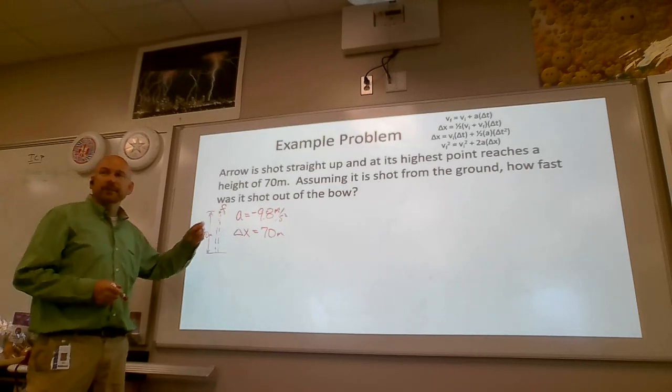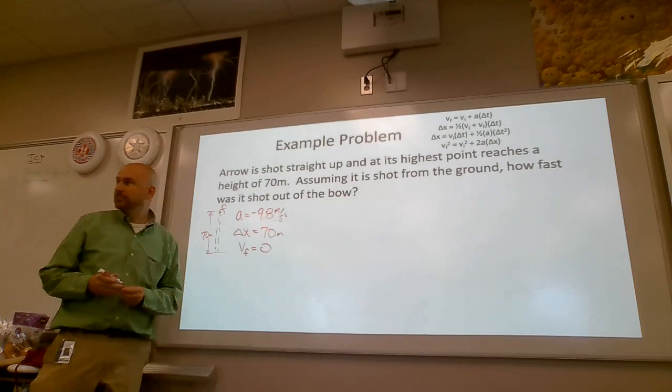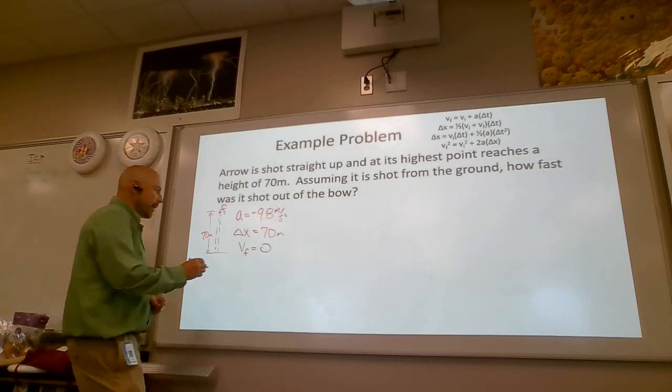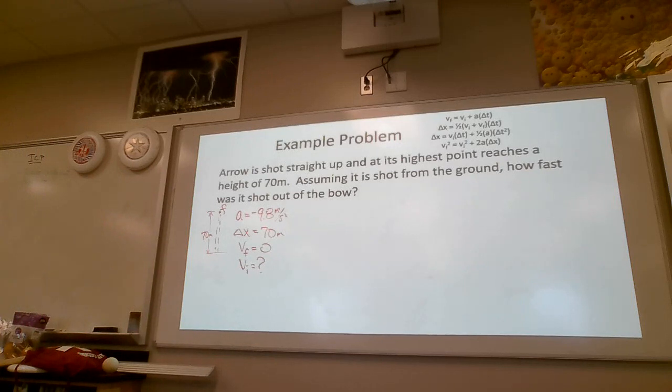Okay? So what do I know happens at the highest point? Your vertical velocity is equal to 0. Fun fact of free fall. Huh, look at that. Okay? And I'm looking for my initial velocity. So, go shopping for an equation. Thumbs up when you have one. Tell your neighbor.